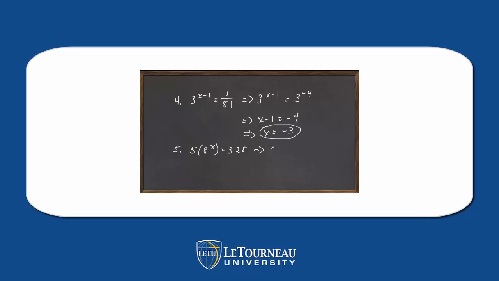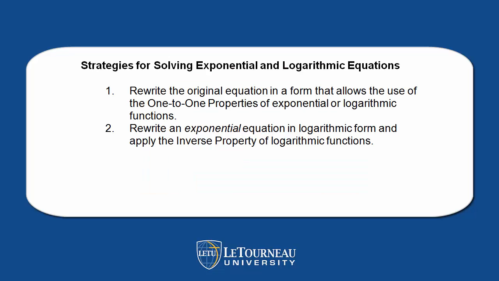5 times 8 to the x equals 325. First thing we have to do there, notice, is divide by 5. Then we get 8 to the x equals 65. Natural log of 8 to the x equals the natural log of 65. And so x natural log of 8 equals natural log of 65, notice how we're expanding. And we use our calculator again. And so x is now 2.0075. Calculators are so handy.